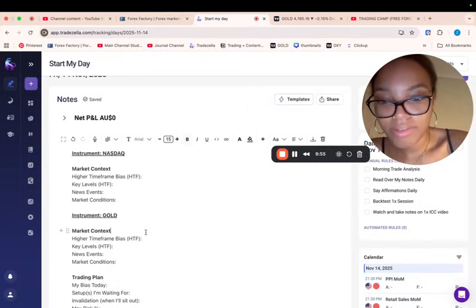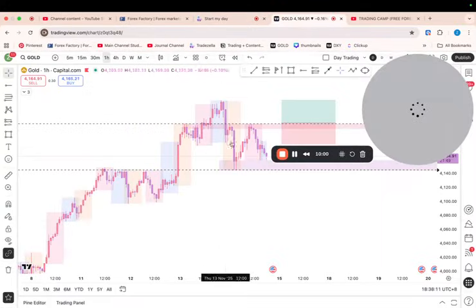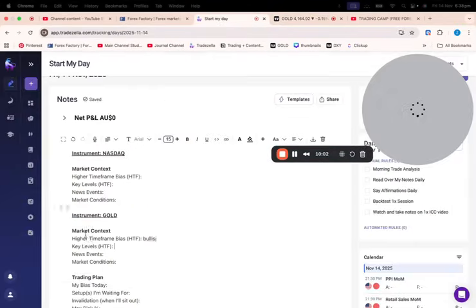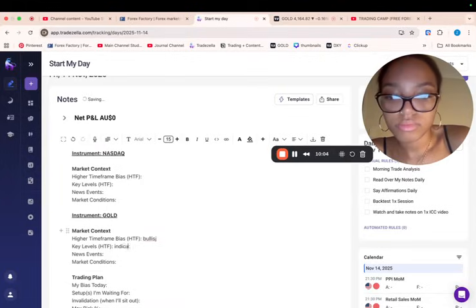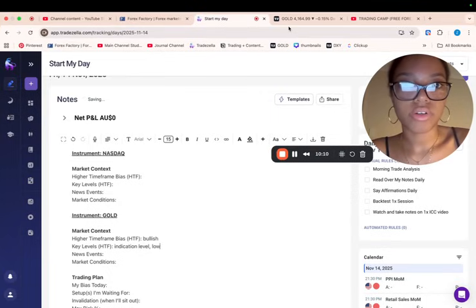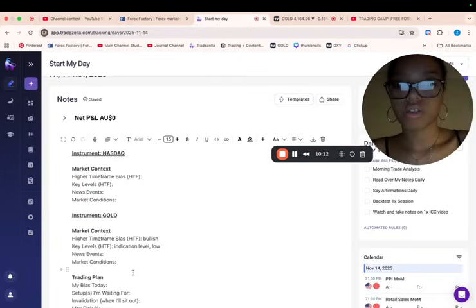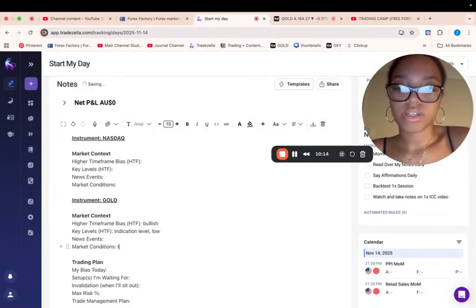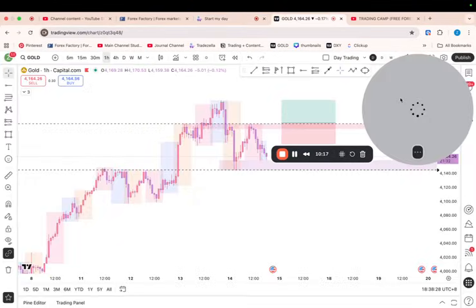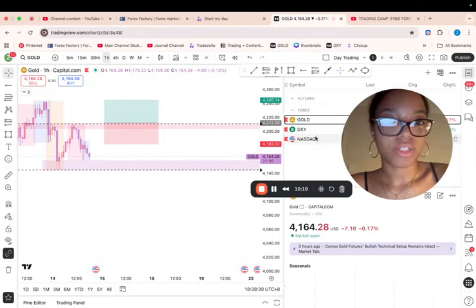Okay, we've got gold. It was the most recent one that we marked up, so I'd say that it's bullish. High time frame key levels would be the indication level. Spelling error. Got the indication level, and I think it was the low. Yeah, there we go, the low. News events, we'll have a look later. It looks pretty trendy to me, like one of the only times I've said that on gold.